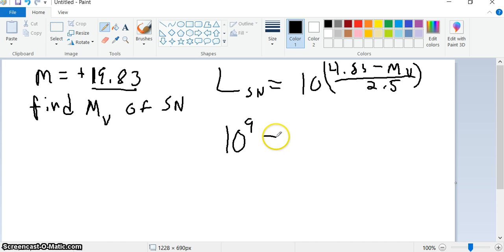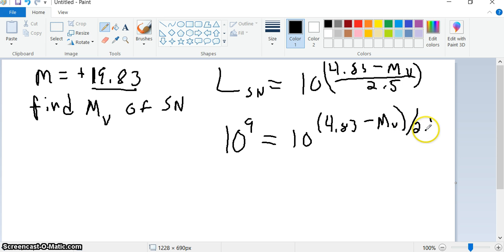So here, let me just set it up first. It's going to equal 10 to the power of 4.83 minus m sub v. Remember, that's what we're really looking for, because then we're going to use that in the distance equation and then divide it by the whole thing divided by 2.5.